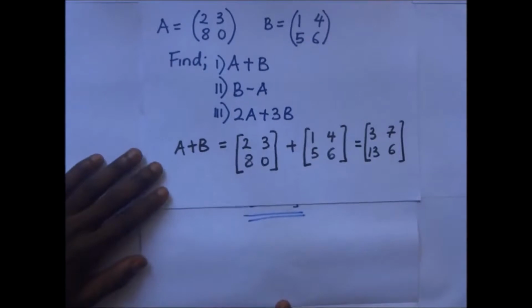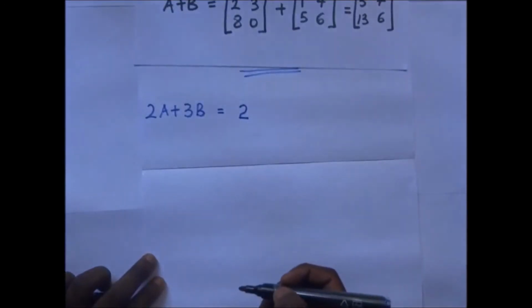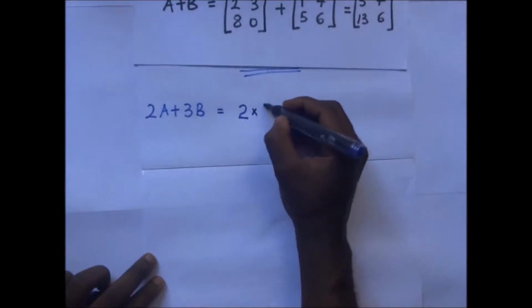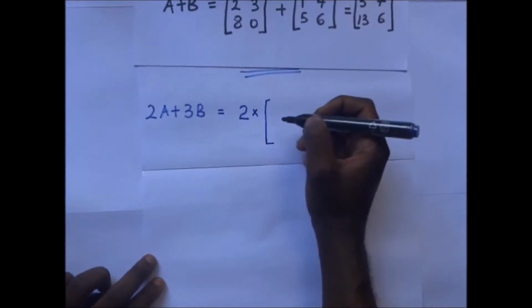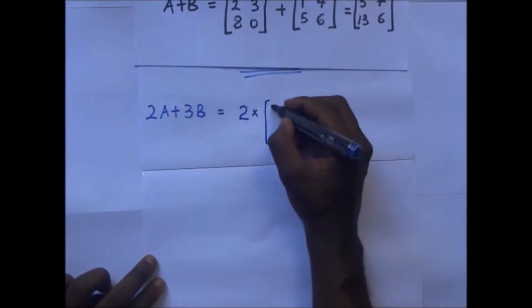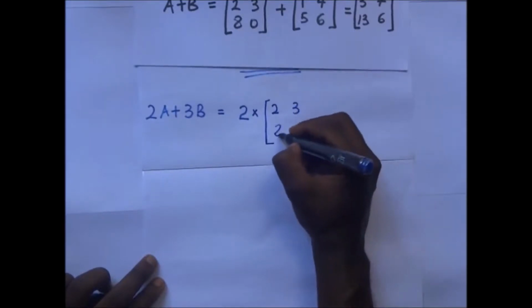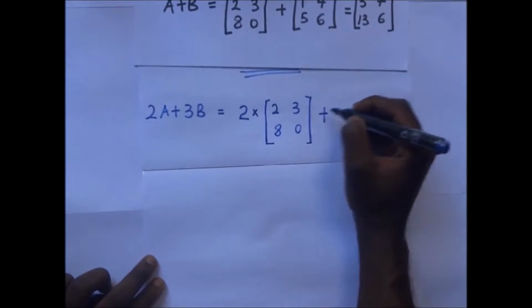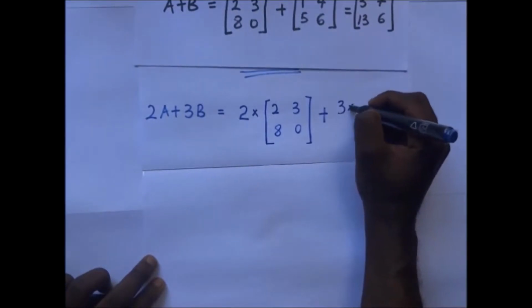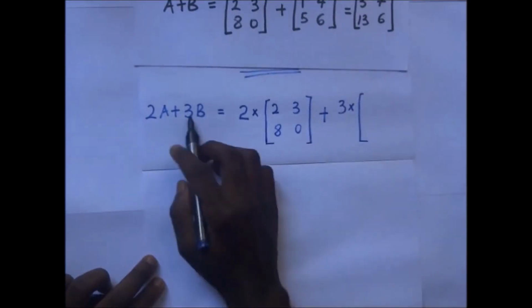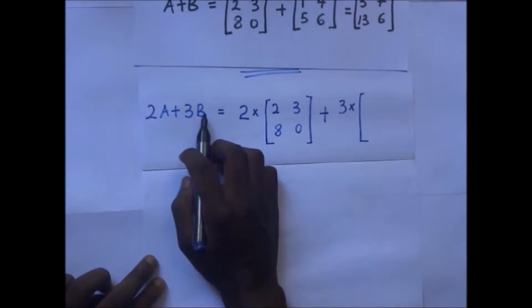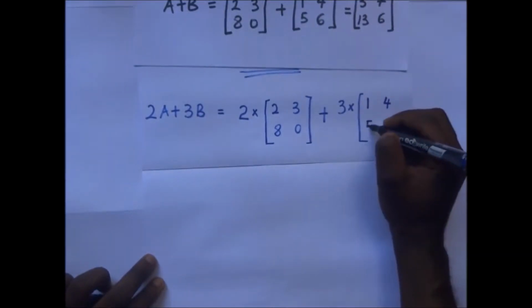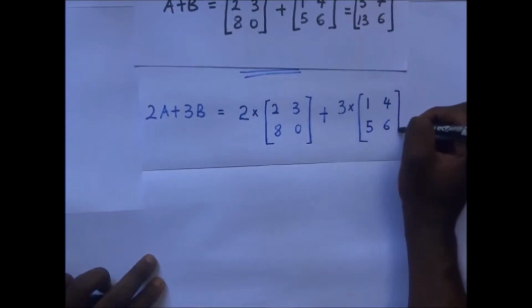Looking at that example, 2A plus 3B means that we are going to multiply 2 times A first. So it's 2 times matrix A. What is matrix A? Matrix A is 2, 3, 8, 0, plus 3 times matrix B, 3B. Matrix B is 1, 4, 5, 6.